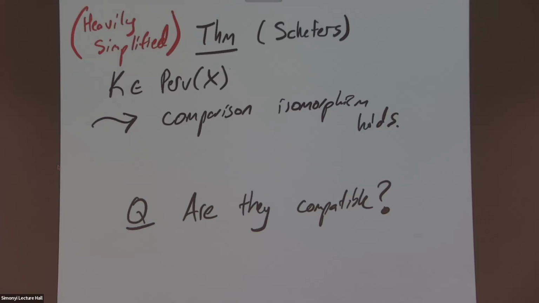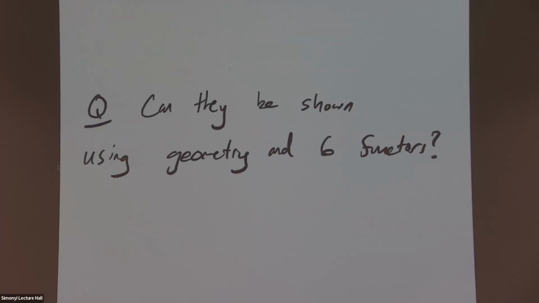So a natural question is, are they compatible? We have two sides of the same story. Does the isomorphism that we have agree with this one that Schapira has constructed? I don't know the answer to that. It would be interesting. And an interesting way to answer this would be, what if we can just do it all with functors and geometry?